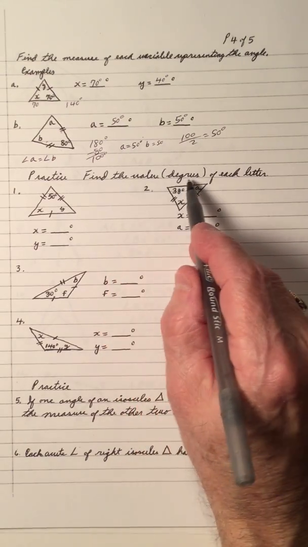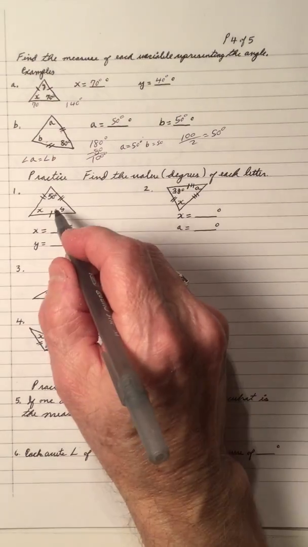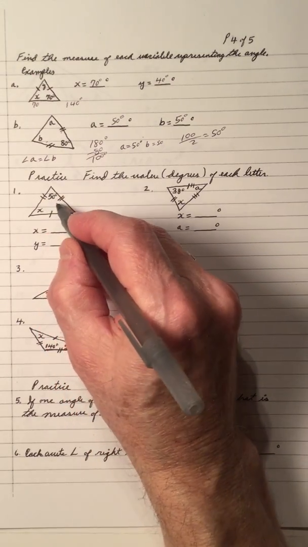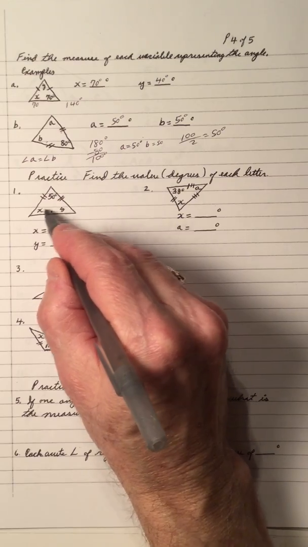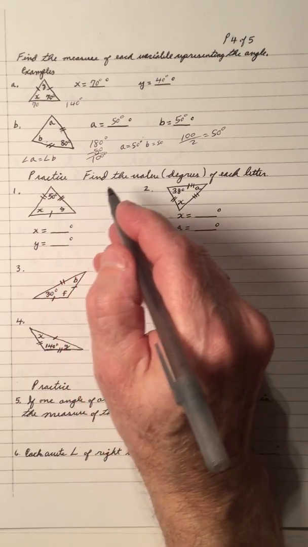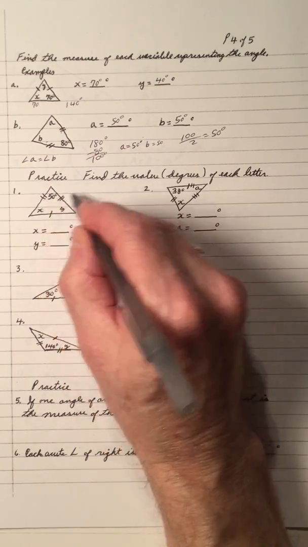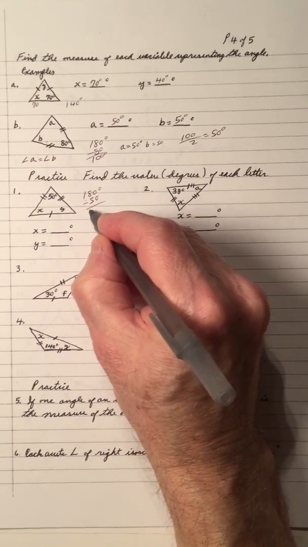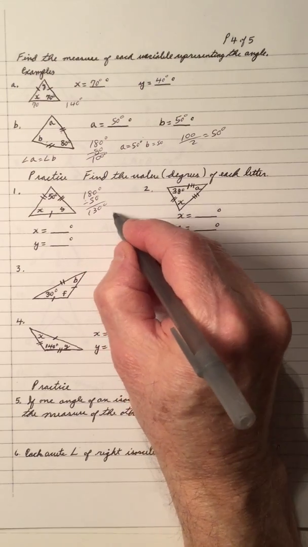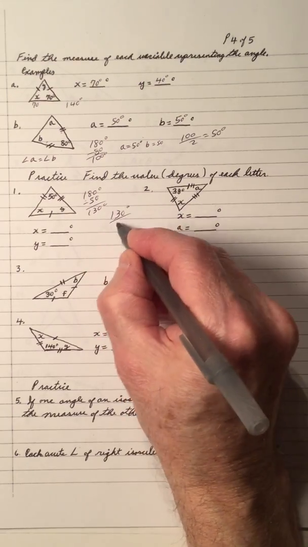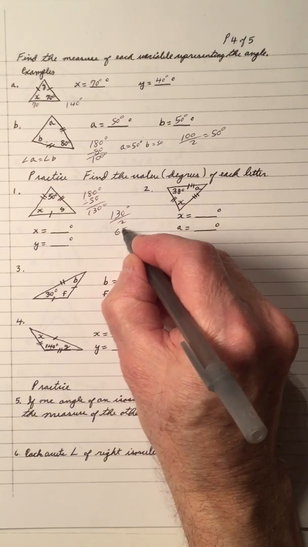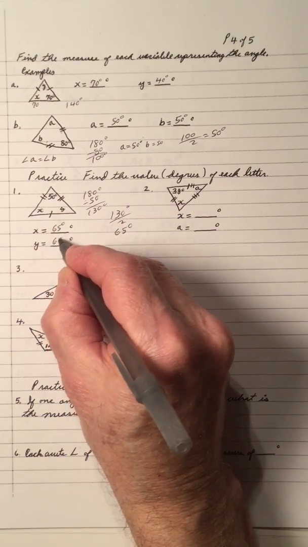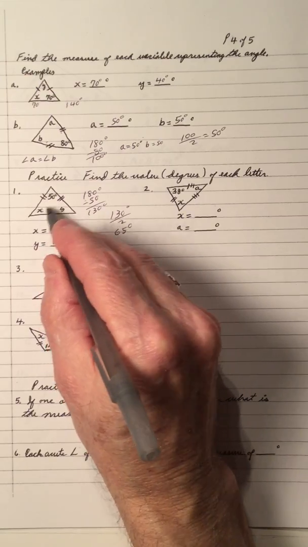Here we go. Find the value in degrees of each letter. If that side equals that side, that means these two angles are equal. You have 50, and 180 subtract 50 gives you 130. Take 130 and divide by 2, and you get 65 each. So X is 65 and Y is 65, because these two base angles are equal.